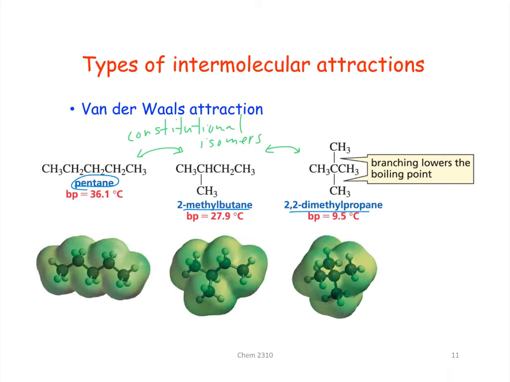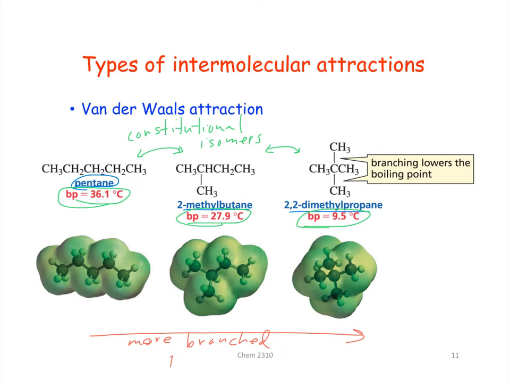But look at the difference in their boiling points. For pentane, 36.1. For 2-methylbutane, 27.9. For 2,2-dimethylpropane, down to 9.5. Right? So as we have more branching, the boiling point goes down. All right? So why would that be?